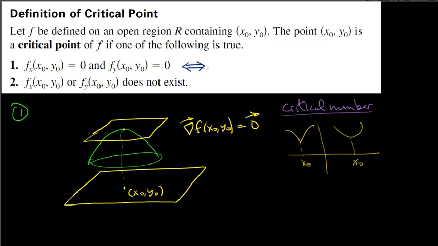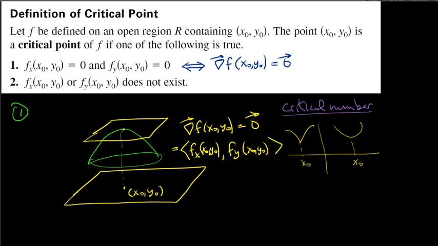So I would have phrased it the following way: that x0, y0 is a critical point if, when you take the gradient and you plug in the x0 and y0, you get the 0 vector. That's just saying that both partial derivatives are equal to 0, because remember, the gradient is just the vector with components x partial and y partial, again plugging in the actual point here.